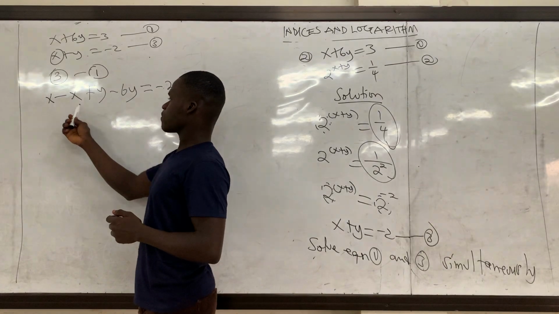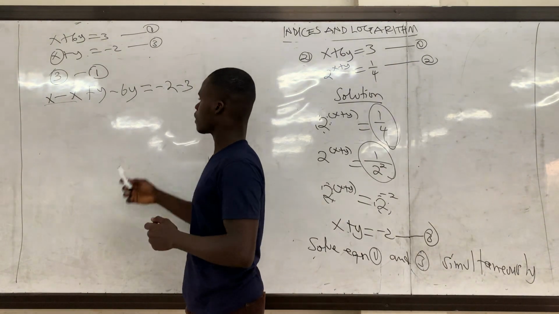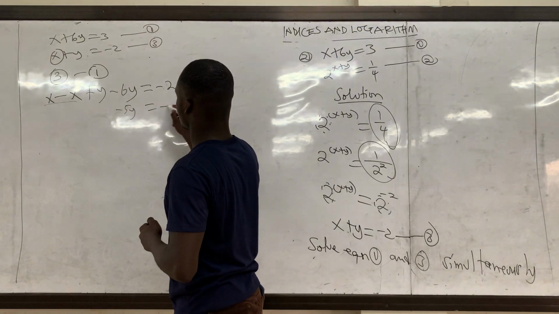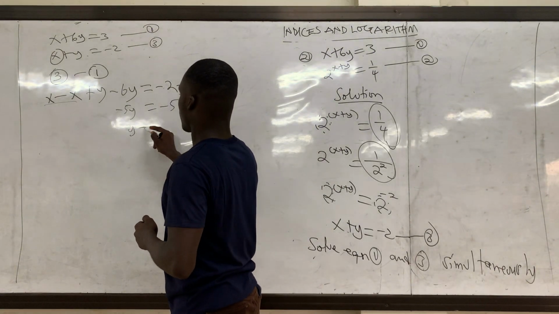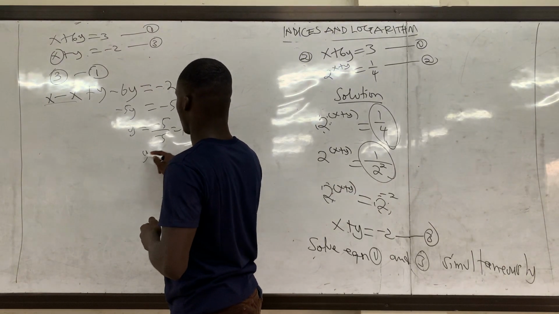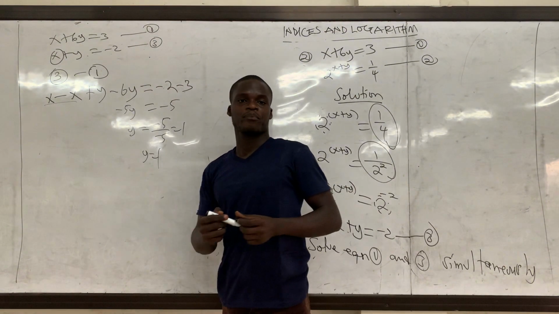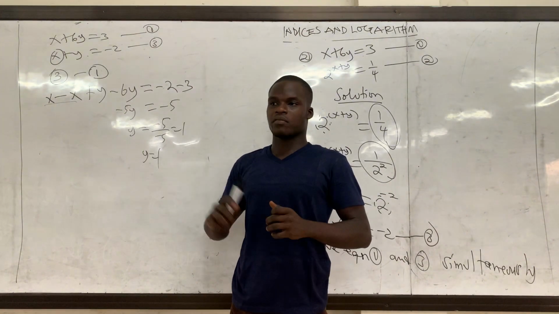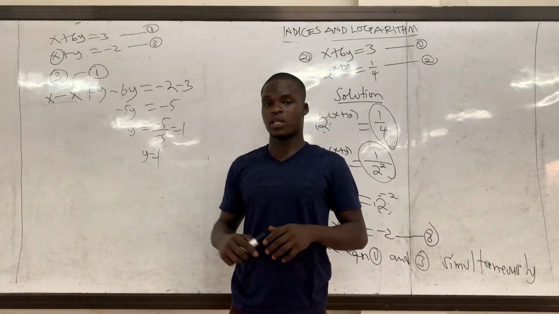Okay, x minus x is 0. Okay, y minus 6y is -5y. This also equals -5. Y is going to be equal to -5 over -5, which is going to be equal to 1. So y is equal to 1. After we have y being equal to 1, we have to go and solve for the corresponding value of x.